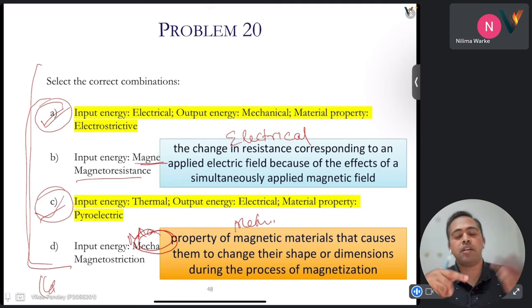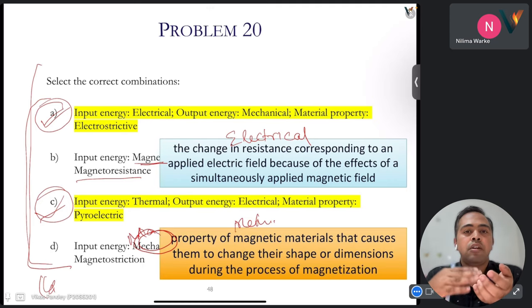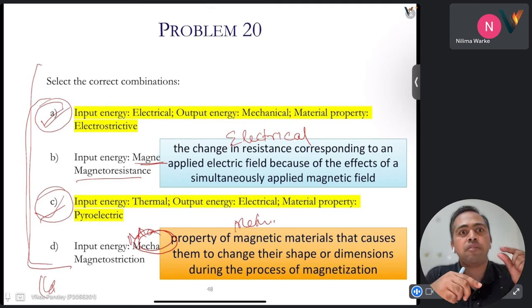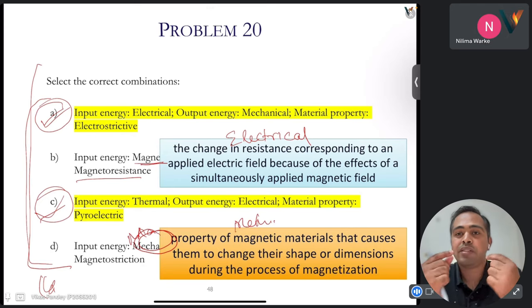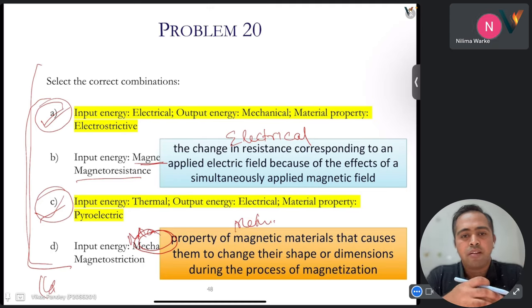In case it has multiple answers, what I understand is that for every answer combination there will be some weightage. The options will be combinations. For every correct answer, there will be some weightage, like in GATE, they do it like that.